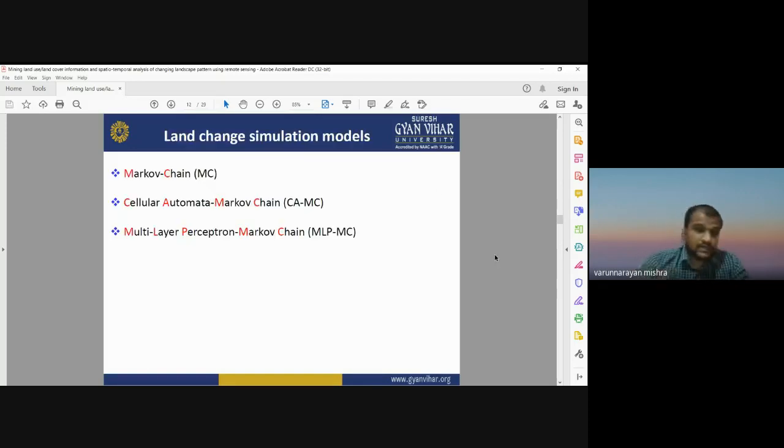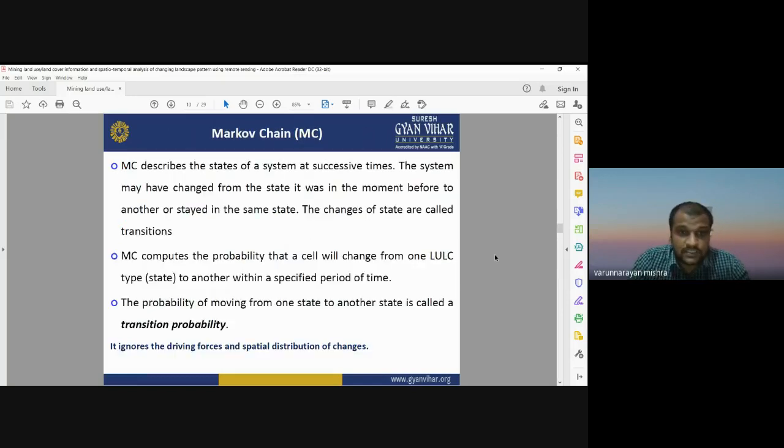But first we need to know more about different kinds of land change simulation or land change prediction models: Markov chain, cellular automata, and multi-layer perceptron neural network. Markov chain is a simple model that describes the states of the system at successive times. It provides us the quantitative information, the probability of the change of a class from one time to another time. So this probability is known as transition probability.